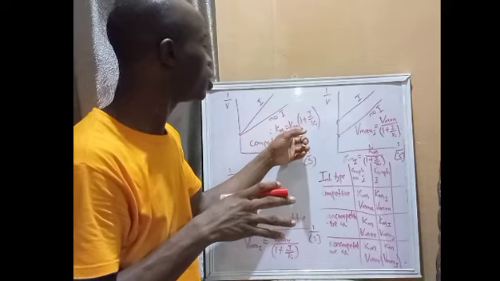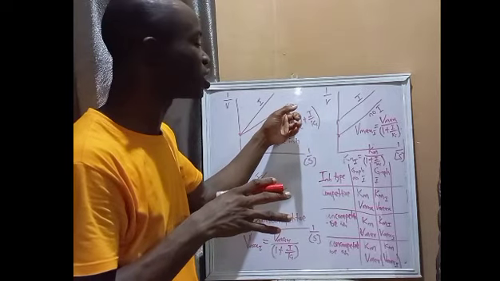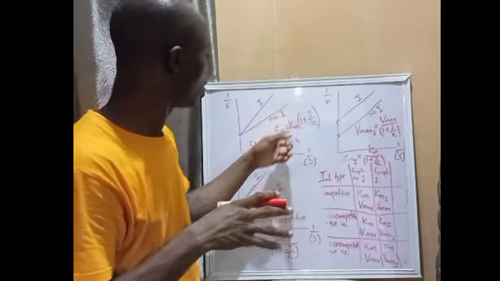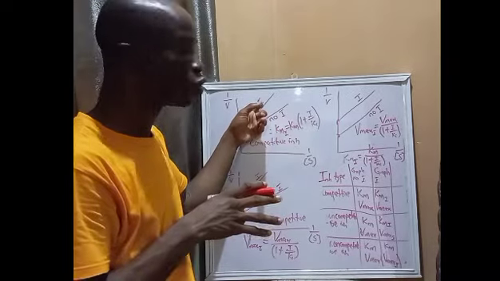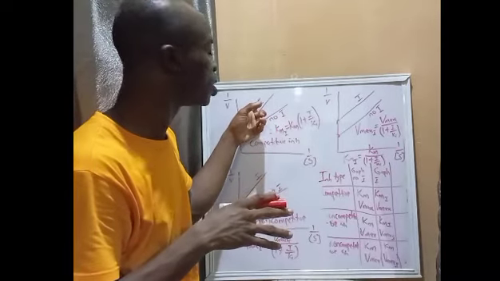This Km here is the Km you get for this line that has no inhibitor, and this Km here is the Km you are going to get from this line that contains inhibitor.